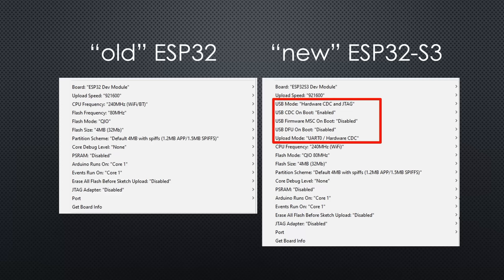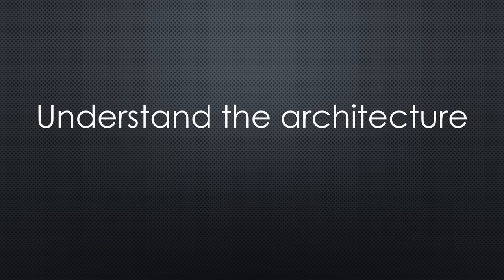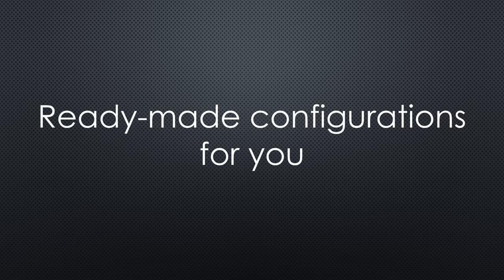If you compare the parameters in the Arduino IDE of the old ESP32 with those in the ESP32-S3, you see that many new ones starting with USB appeared. We must understand the USB architecture used in the Espressif chips to use them. And finally, you will get ready-made settings with all parameters for your projects.